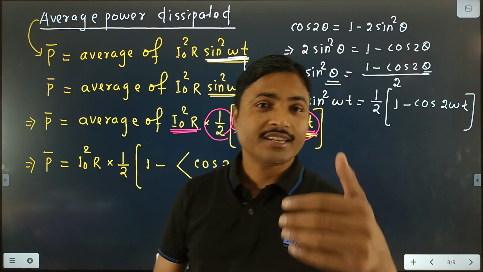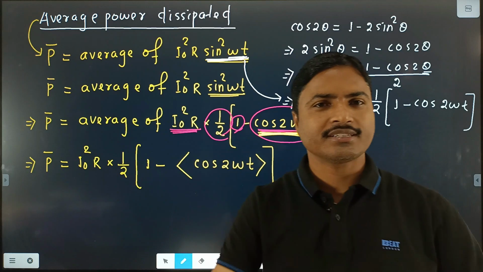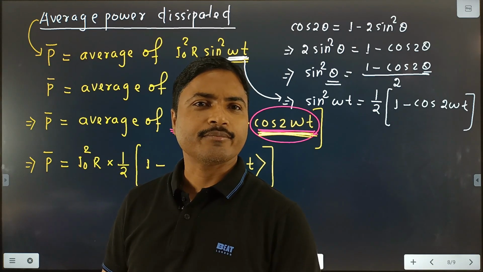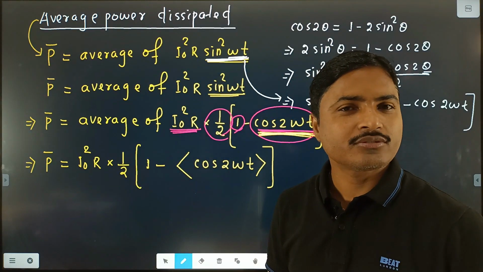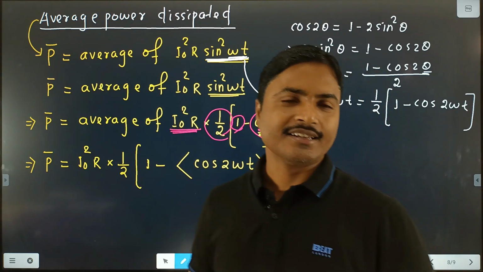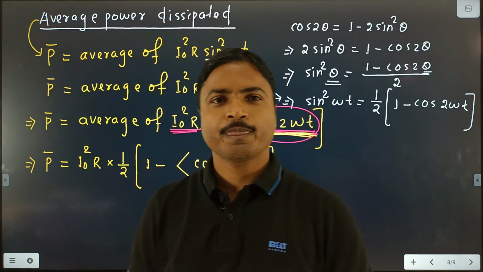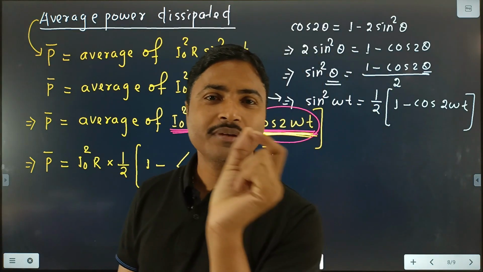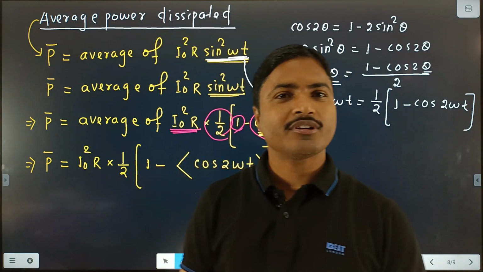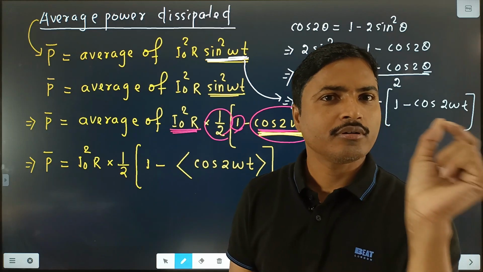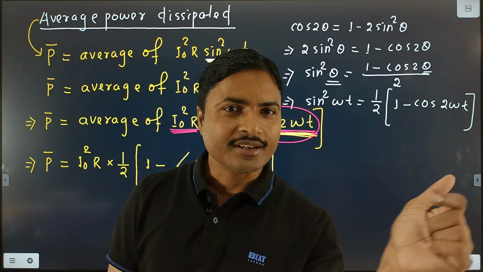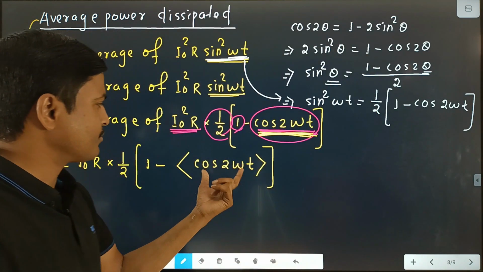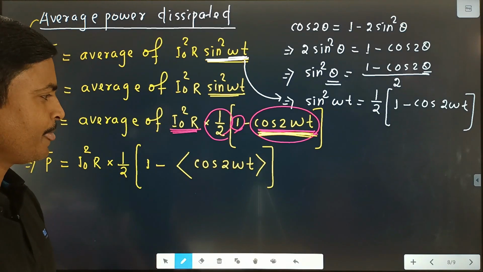Suppose inside a classroom 50 students are there, and you know the mass of all the 50 students is not the same. Then in that case we will calculate its average value. How? Simply we add the mass of all the 50 students divided by the total number of students. That means the sum of mass of all the 50 students divided by the total number of students is the average value. Similarly here also we calculate the average value of cos 2 omega t. How?